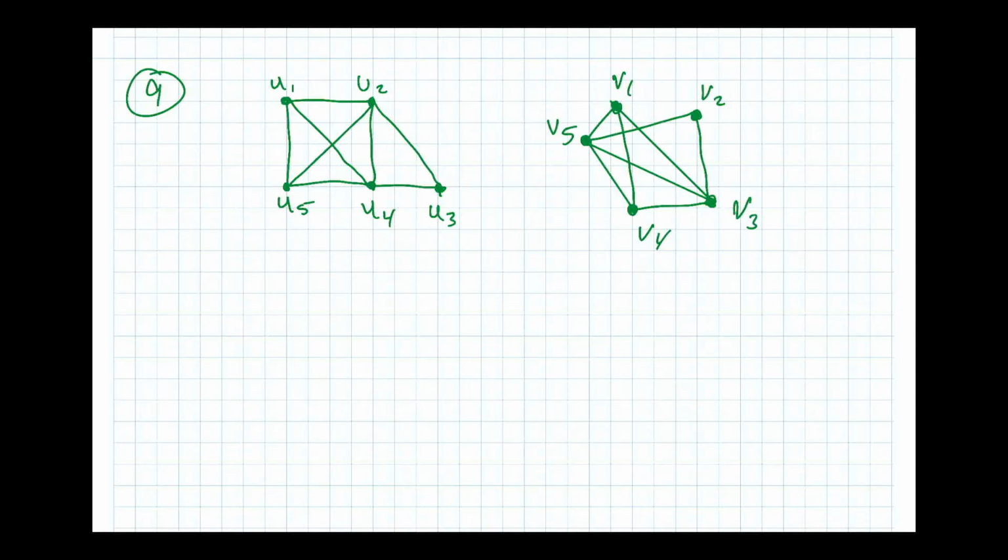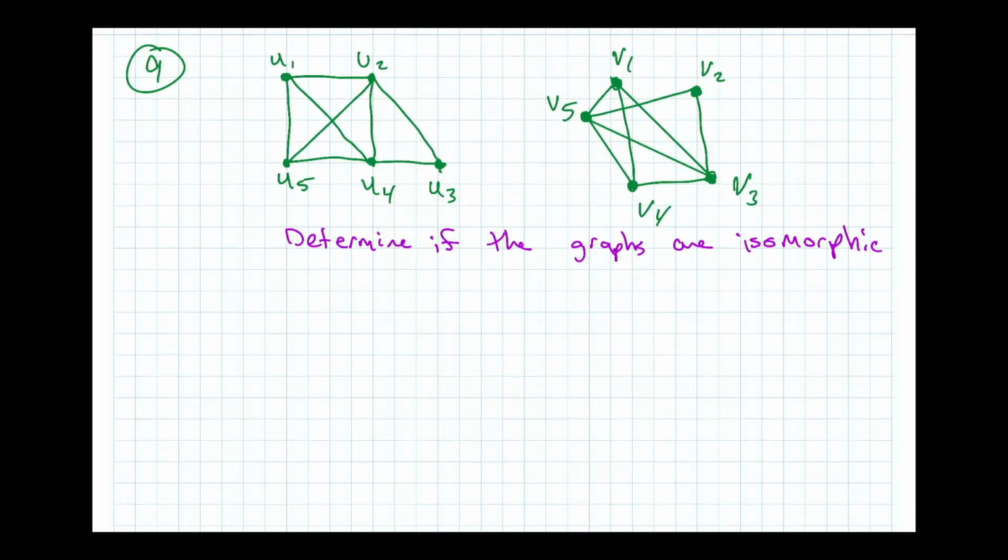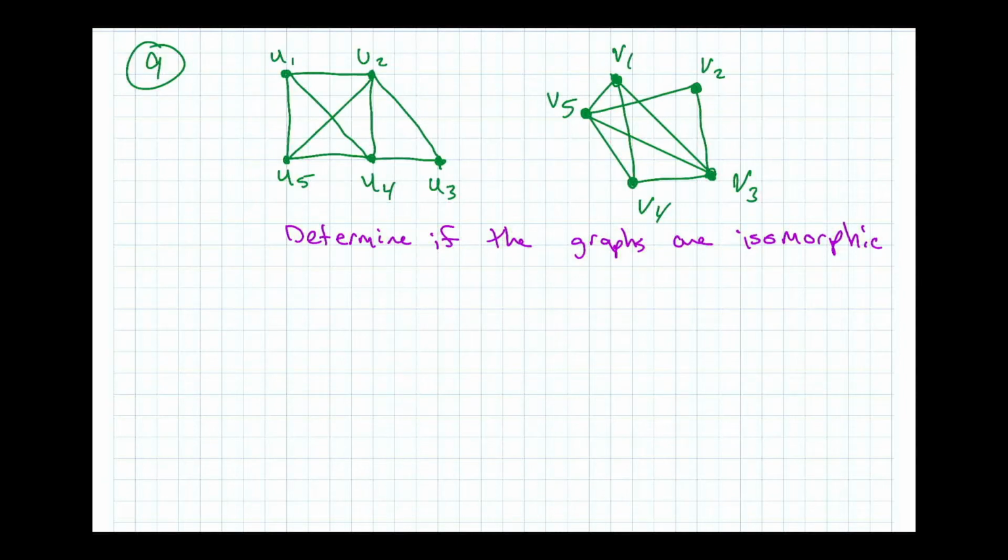So on problem 9, we're given these 2 graphs right here, and what we're supposed to do is determine if they are isomorphic. So this is actually the same as problem 8, but the graphs are different. Let me write that. Determine if the graphs are isomorphic. And our strategy is the same as before. You count up the vertices, you count up the edges, and then you start looking at more complicated things that should be the same between the graphs, but may not be. So we'll do it exactly the way we did the previous one.